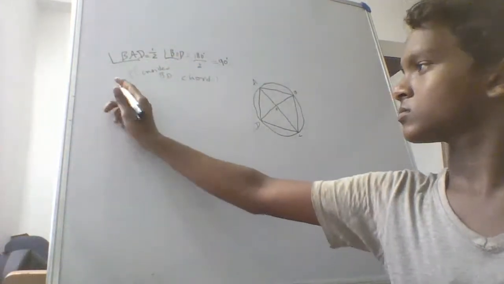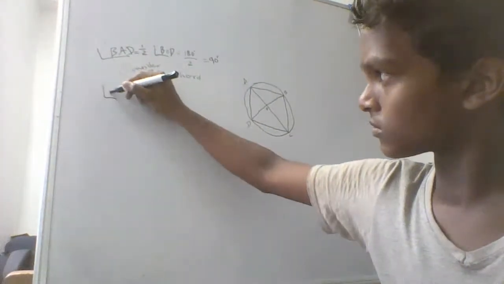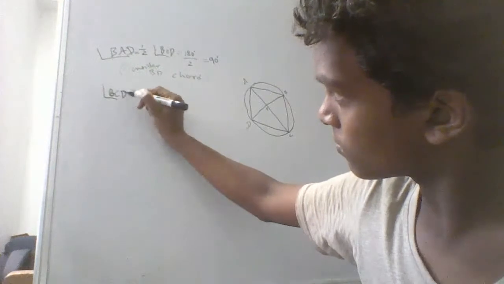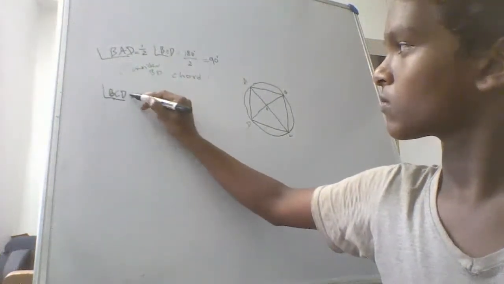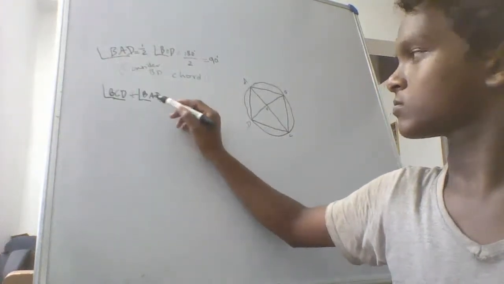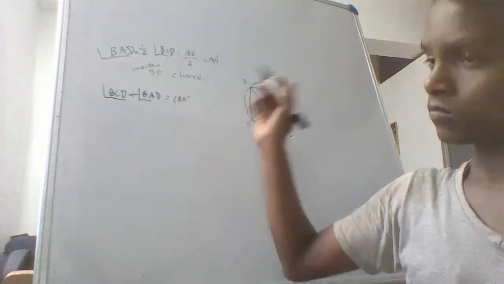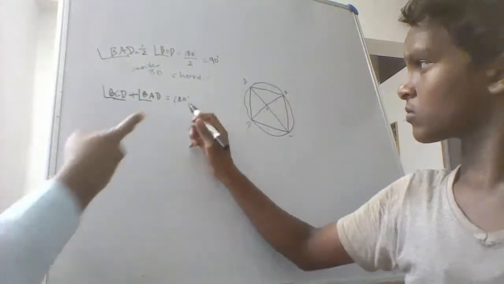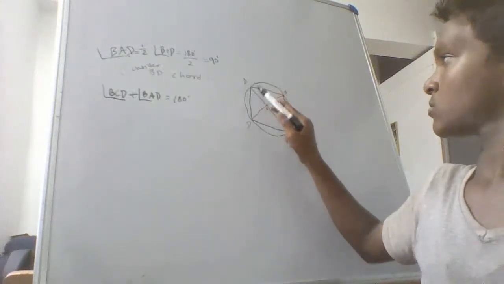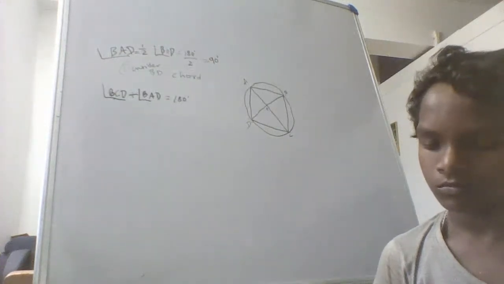Now next, what we have to do? Angle BCD plus angle BAD is equal to 180 degrees. Correct? Show me angle BCD in the figure, and angle BAD. Yes, you add them and that is equal to 180 degrees.